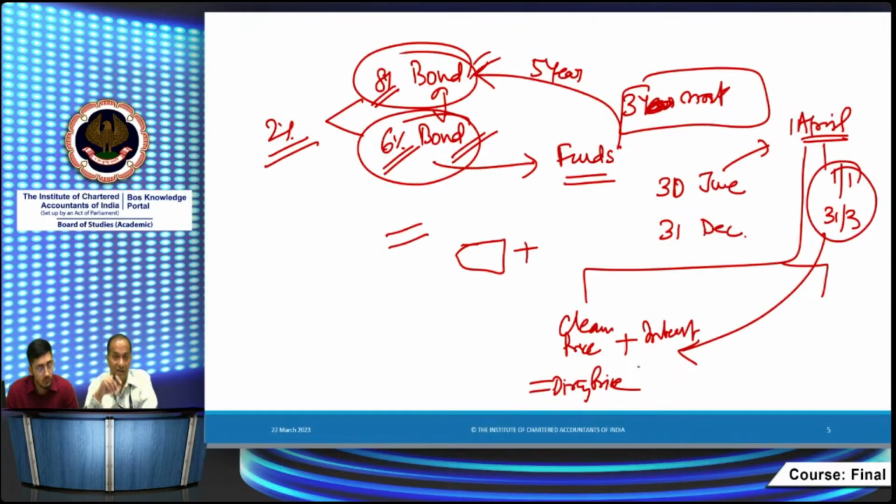Also, student, recall that in security valuation, money market instruments have also been covered. What is the difference between money market and bond? Money market instruments are short term instruments. So normally, the discounting aspect is not applied as much as it is applied in case of bond valuation. Okay, students.